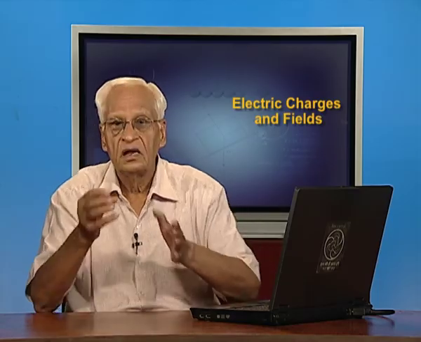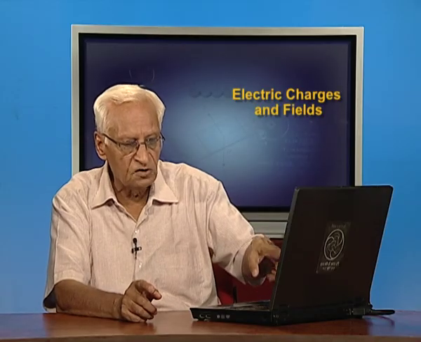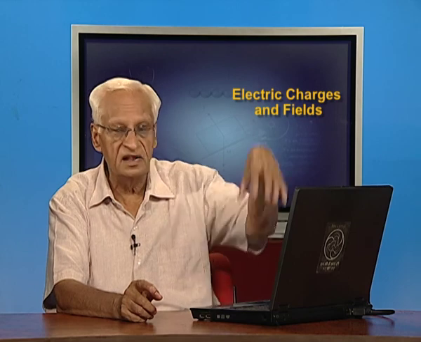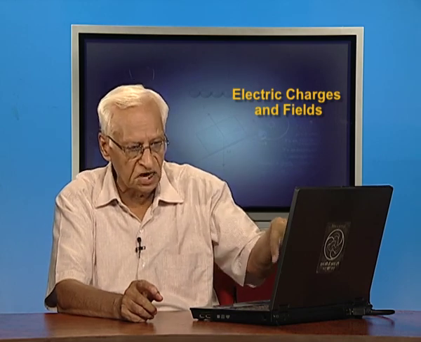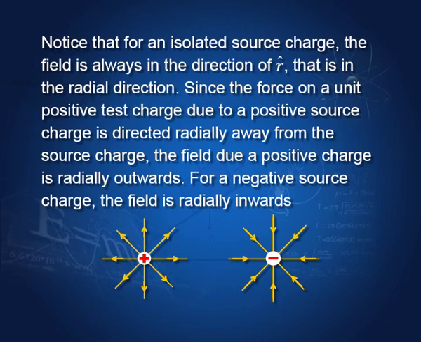Suppose I place a unit positive charge here, what happens? It will be repelled. So, it goes like this, here it goes like this. So, the field of this positive charge is radially outwards. Similarly, the field of this negative charge is radially inwards, because the positive charge will be attracted in this direction. So, therefore, the field of a negative charge is radially inwards.